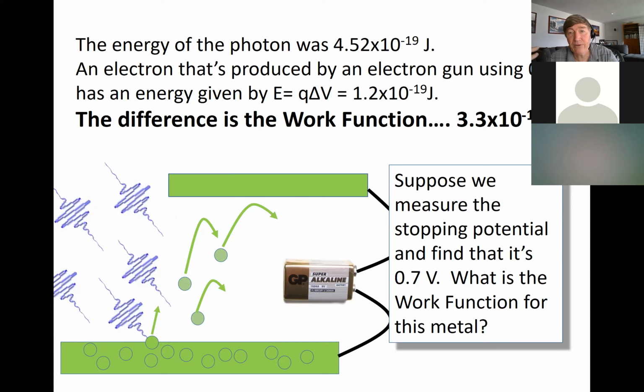Now we can figure out what the work function is, because the work function is just going to be the difference. The photon comes in with this much energy, and this is how much energy the electrons have. So whatever is the difference between these two numbers, that is the work function. That's how much energy was required to break the electron free.